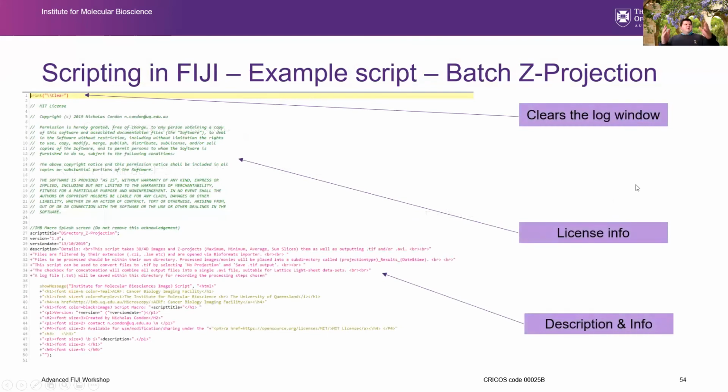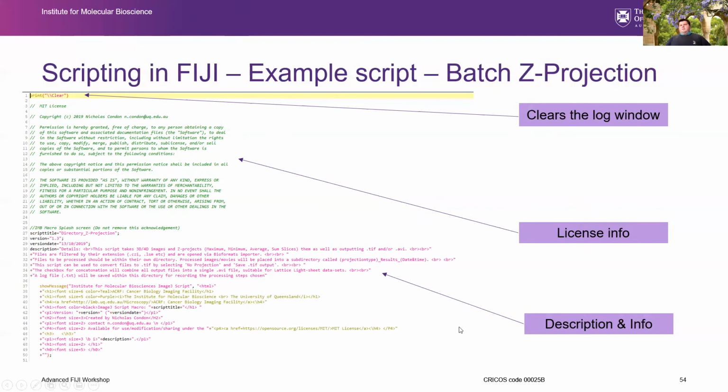So this is what the code looks like. We're not going to go through line by line, but I'm just going to describe what these chunks of code are doing. At the beginning of the code, we clear the log window. You don't want any old information in there.